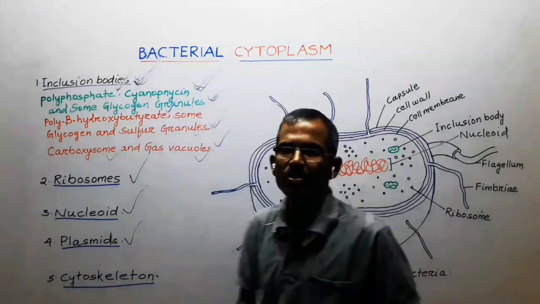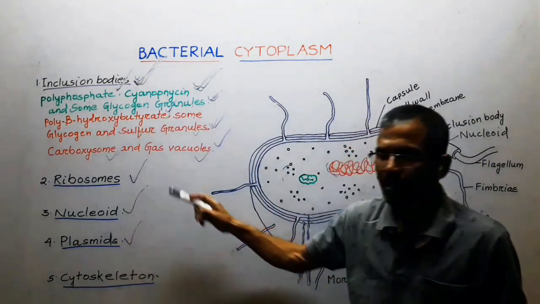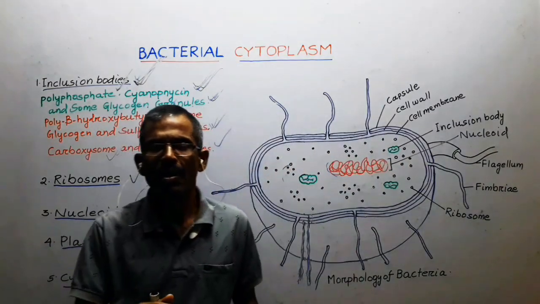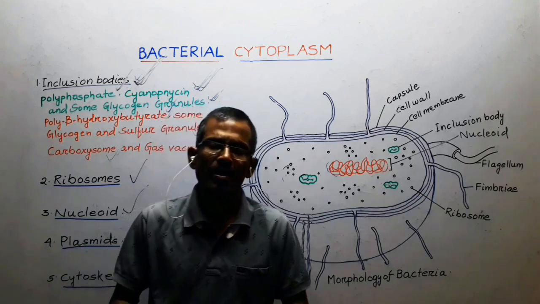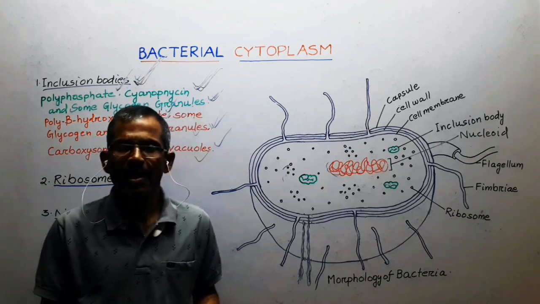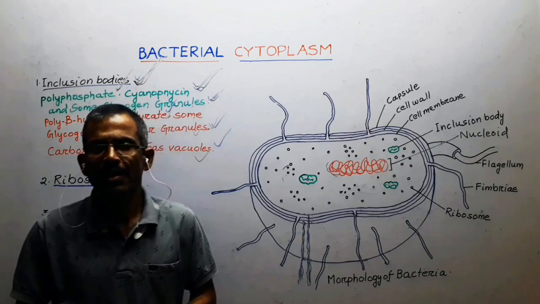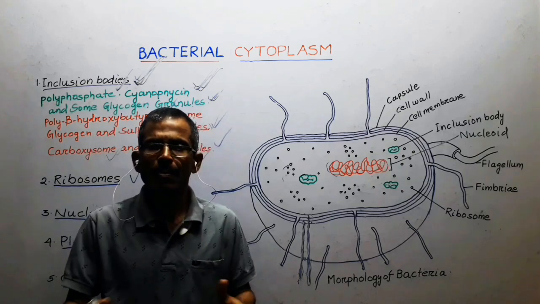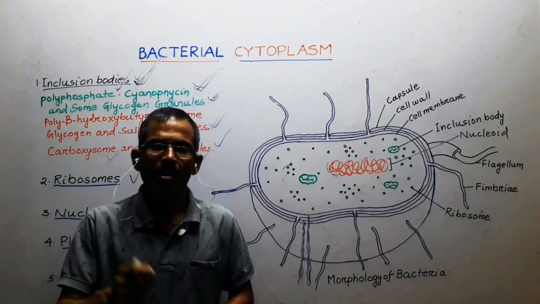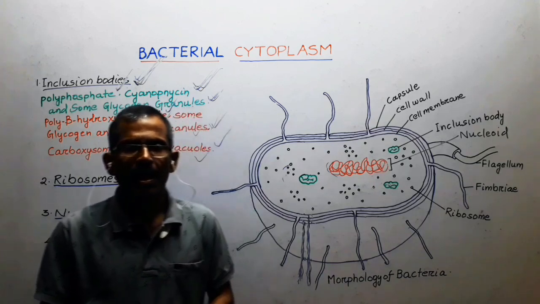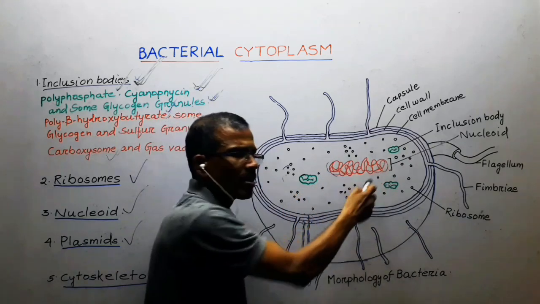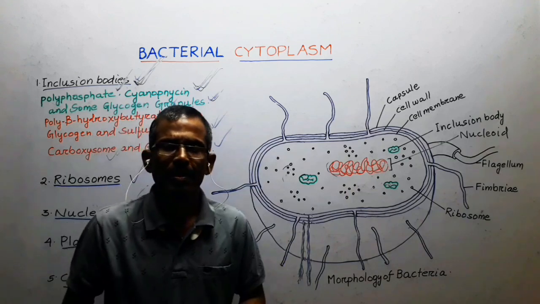The next important structure is the nucleoid. One of the most important differences between prokaryotes and eukaryotes is the manner in which their genetic material is packaged. Eukaryotes have two or more chromosomes that are contained within a membrane-bound nucleus, whereas in bacteria, a membrane-bound nucleus is absent, and the genetic material is located in an irregularly shaped region known as the nucleoid.